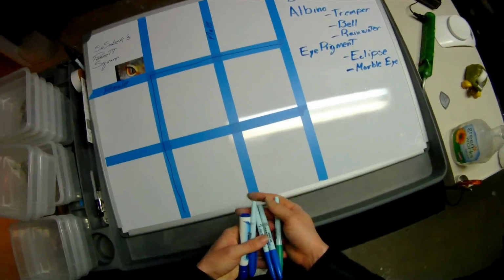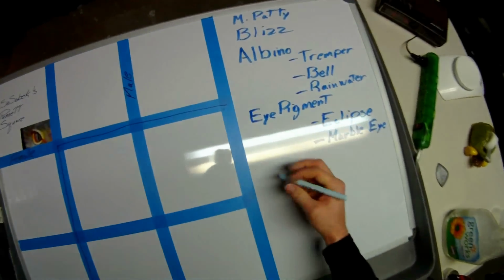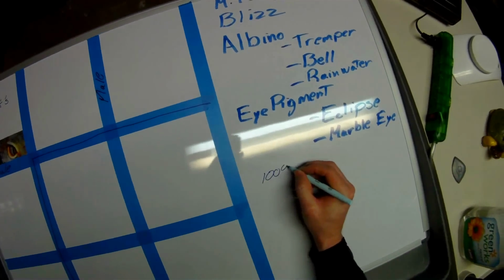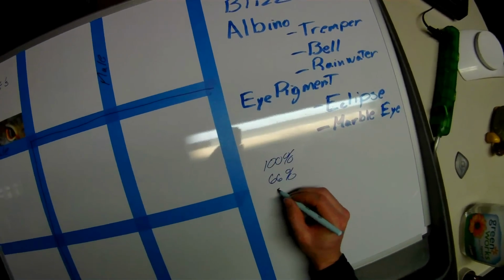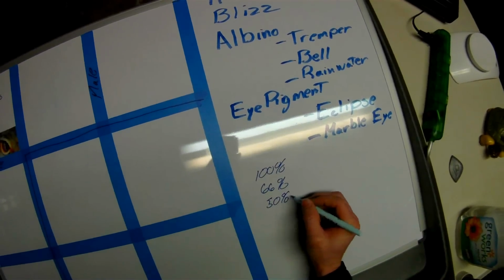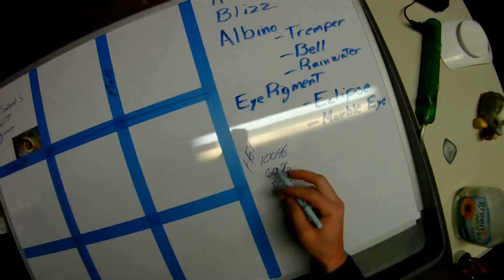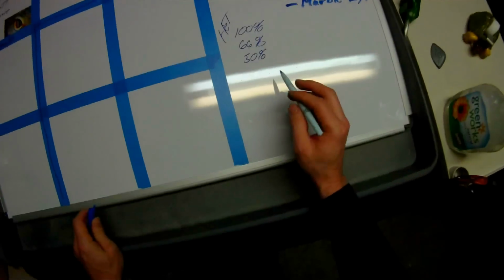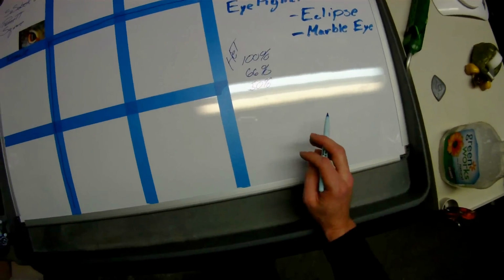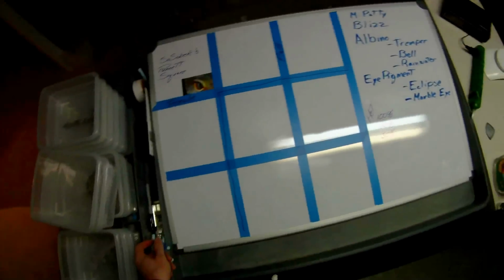The other things that you'll hear a lot of are 100% het, 66% het, and 50% het. And I'm actually going to go through all these so that you know how we get those numbers and what they actually mean. Hopefully the light wasn't in the way there as well. Sorry about the glare off of the whiteboard.